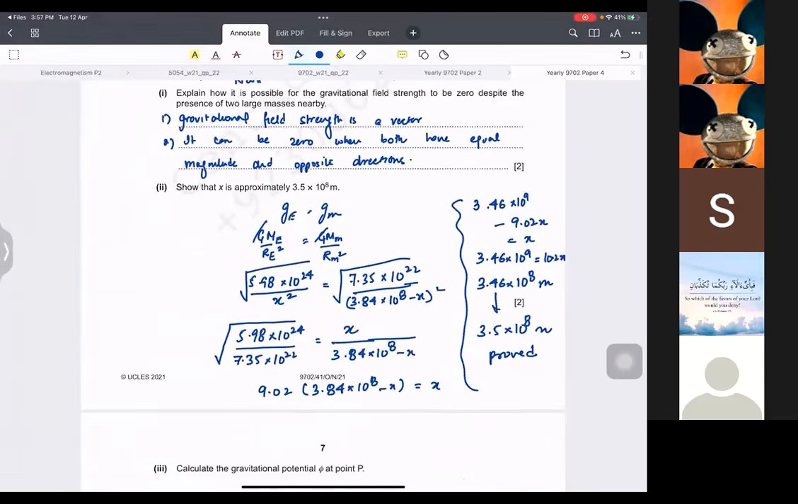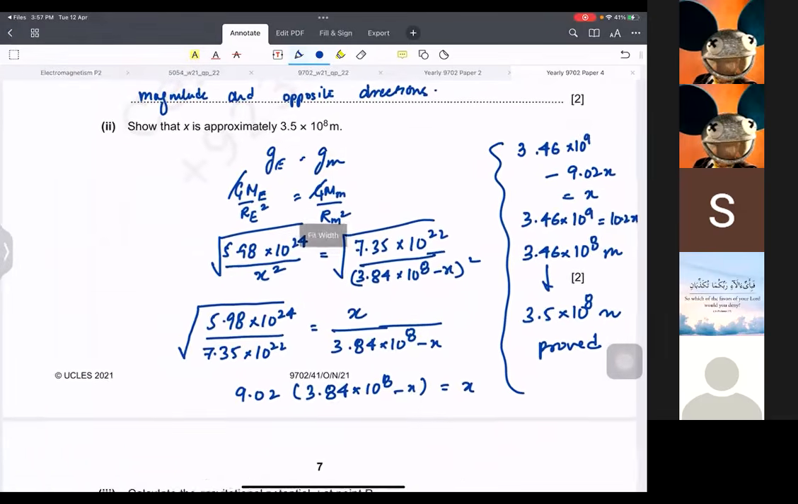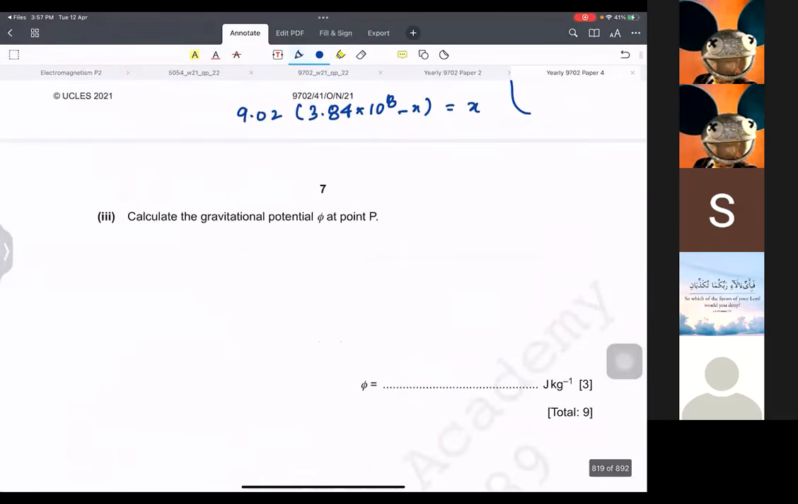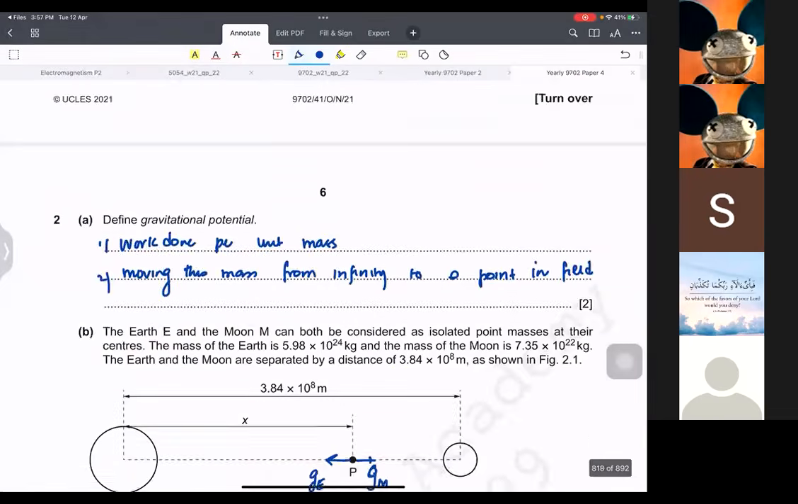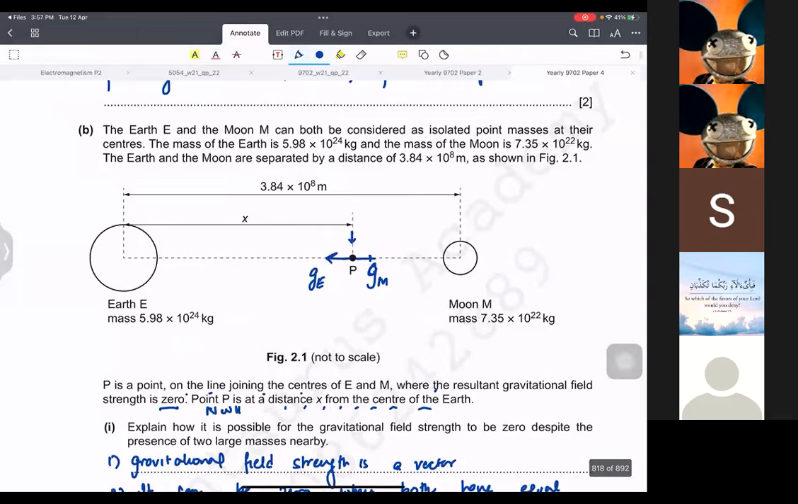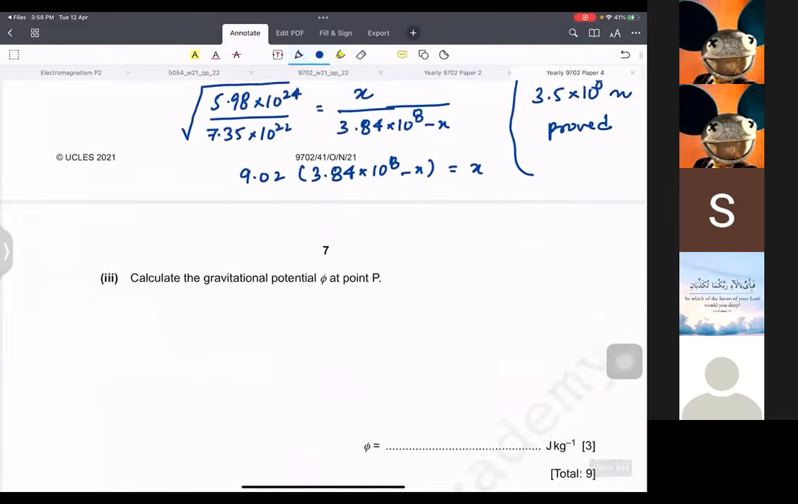All right, now let me know if you have a question. Then it says calculate the gravitational potential at point P. Now this is interesting. Whenever there are two bodies, you have to find the potential of Earth at P and the potential of Moon at P. Then you will add them together to get the potential.